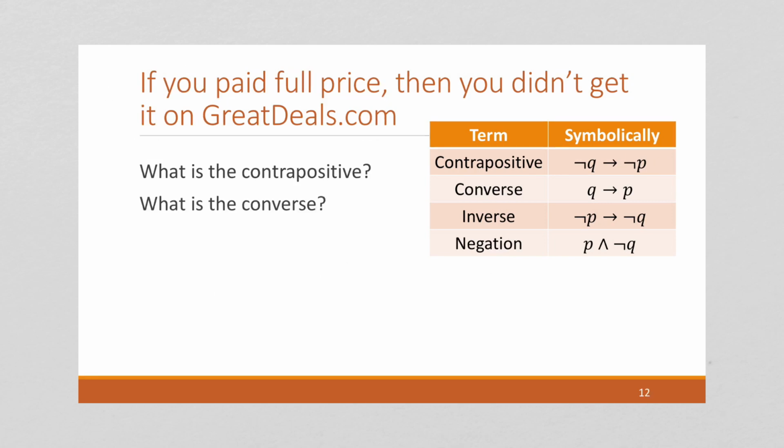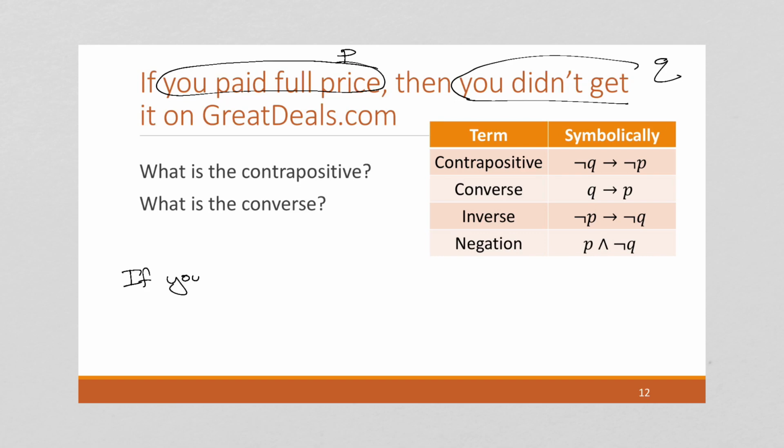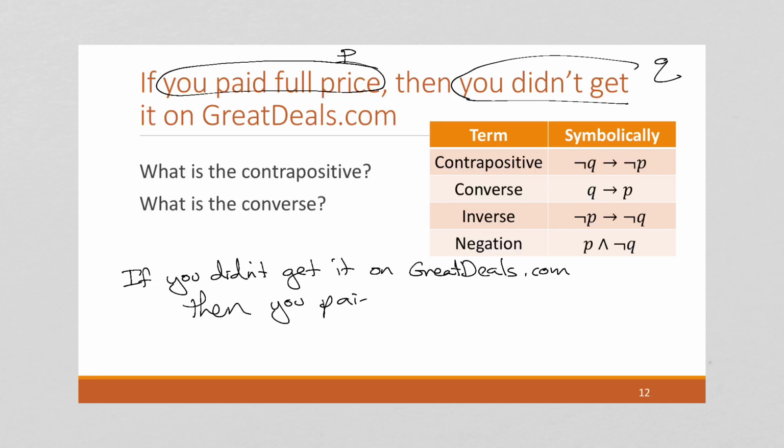Same statement, but now we're looking at the converse. And again, remember this is P, and the rest of it is Q. So the converse, we have Q first. So if you didn't get it on greatdeals.com, then you paid full price. Right, because we just swapped the order of the two. Now, is that a true statement? Well, it kind of looks similar to this, but they're not quite the same.